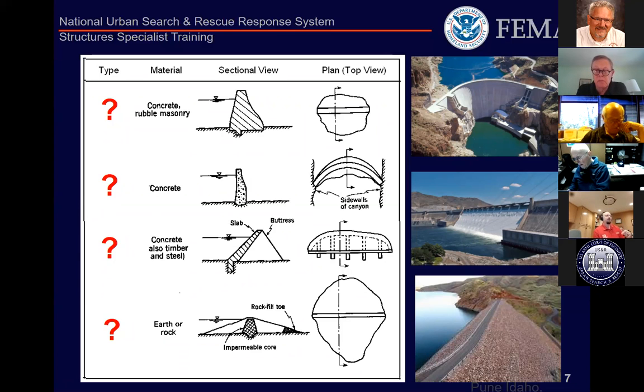Okay, let's run through the animations, Mike. So the top one is a, Mike, you there? Yeah. It's an earthen dam. It says... Oh, gravity. Gravity dam, sorry. Gravity. The next one down is an arch dam. The next one, buttress, and the last one is an embankment.